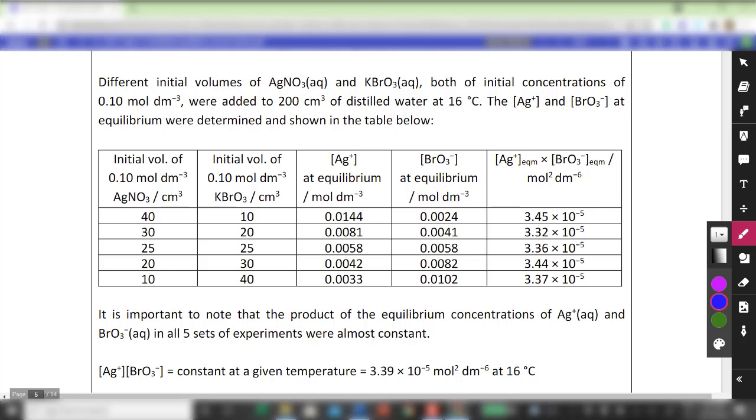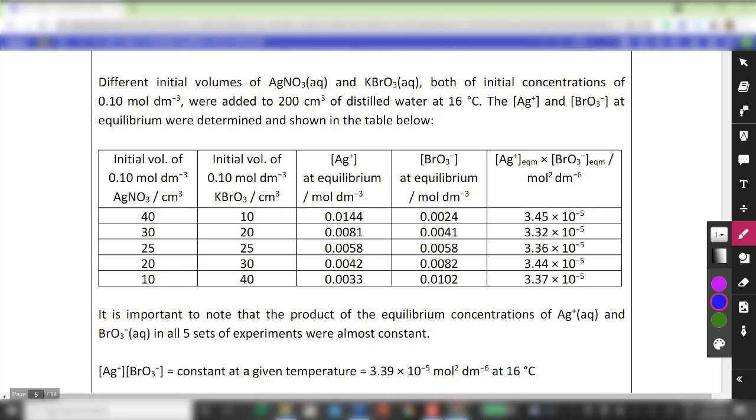Then you would expect that when you add the two solutions together, there will be one which is in excess. In this case, obviously you would expect silver plus to be in excess for the first one, or maybe for the first two. Actually, it doesn't really matter which is in excess, because you can use some method to determine the concentration of silver plus and bromate at equilibrium, which was what was given to you in this table.